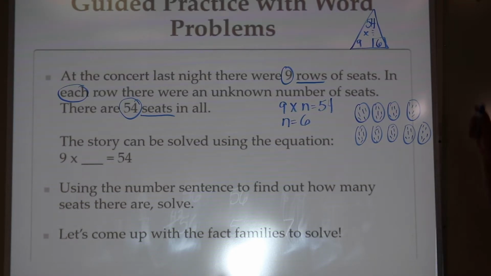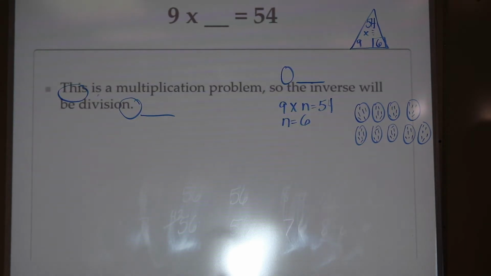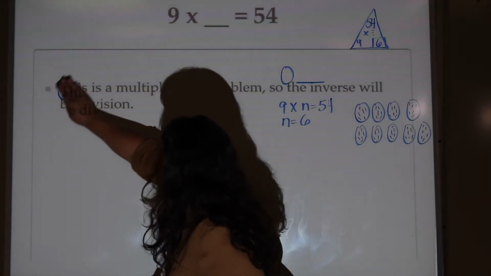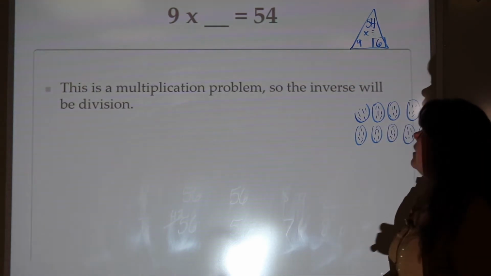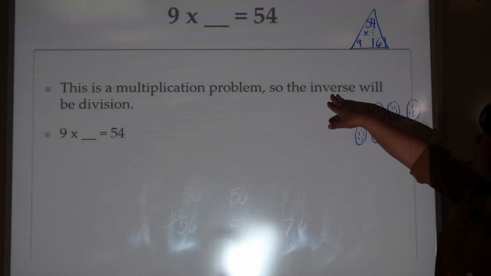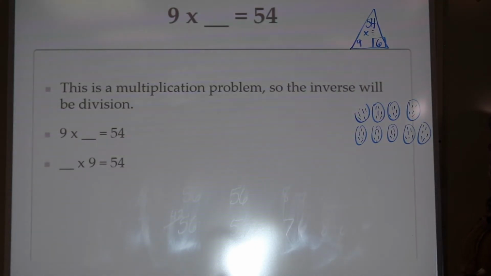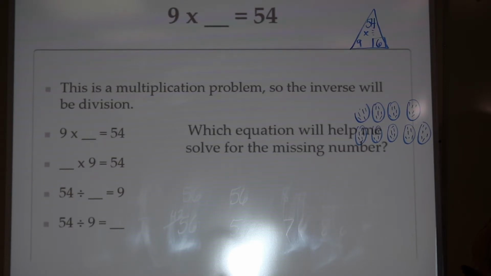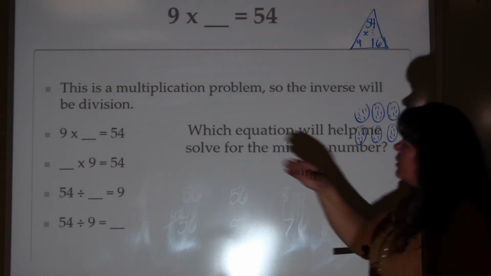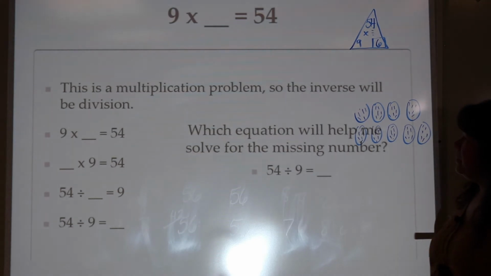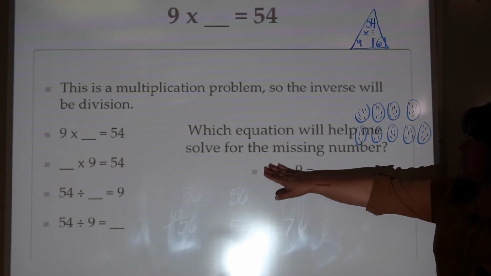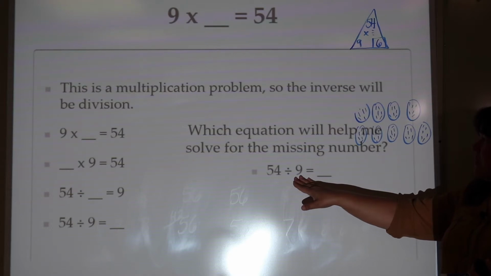And Mrs. Klein already went ahead and did all of that. So we'll see how they did that. Okay. So this is a multiplication problem, so you will use the inverse, which would become division, is what we ended up doing. And they have all these wonderful fact family pieces put in there. Which equation helps me for solving the missing number? And I'm hoping that you guys are looking at this equation here. To make it into division, which is the opposite, the inverse, you're going to use 54 divided by 9.